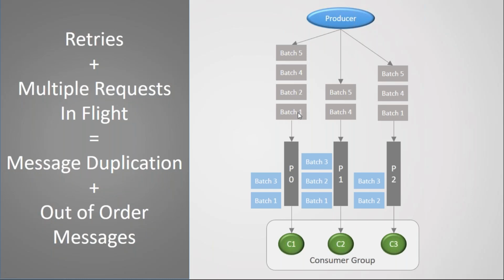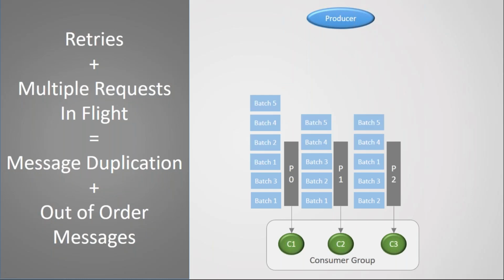To complicate things further, partition 0 did actually manage to save the messages of batch 1, and it just wasn't able to communicate that before there was a failure. So we end up on partition 0 with messages in the order of batch 1, then 3, then 1, then 2, then 4 and 5. So not only do we have duplication, but we're out of order. And this could also affect RabbitMQ. So retries can be dangerous. If you really care about message ordering, then you can do retries and just set multiple requests in flight to 1, which does severely reduce throughput. So it's always a trade-off.